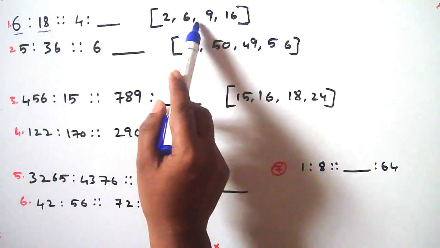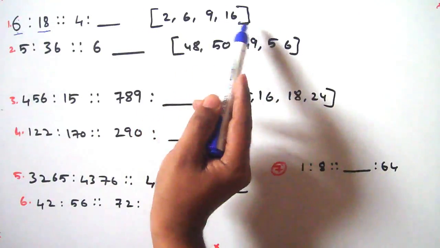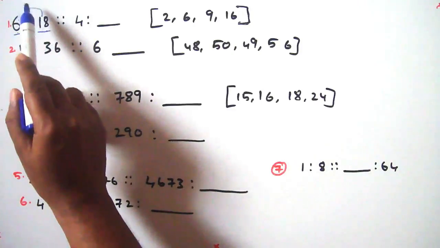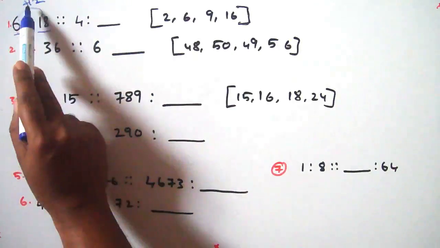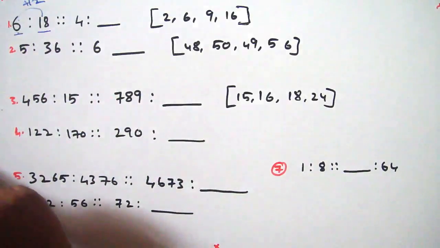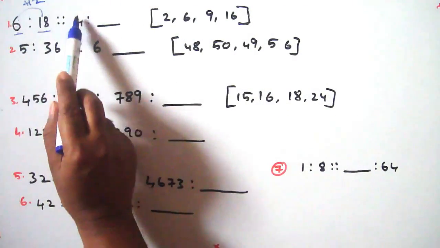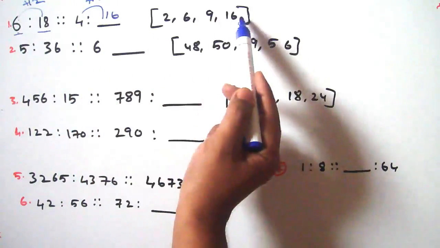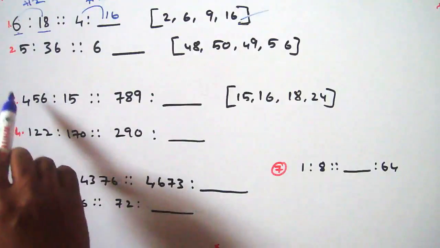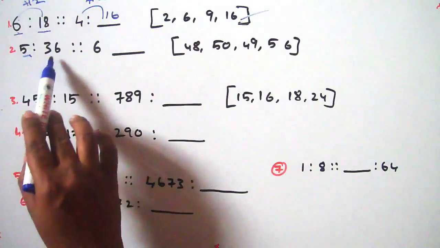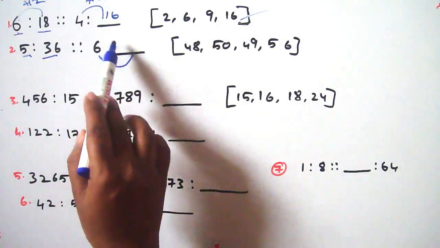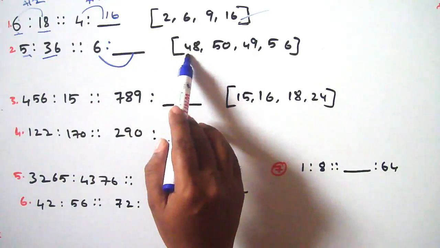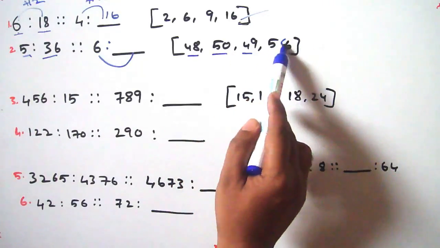Is 12 there in the options? No. So that is not the logic. 6 to 12. If we add 12 to 6, we will get 18. In the same way, if we add 12 to 4, we will get 16, and it is the answer here. If you see here, 5 is to 36 as 6 is to blank, and the answers are in double digit: 48, 50, 49, 56, friends.